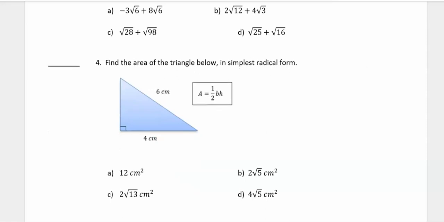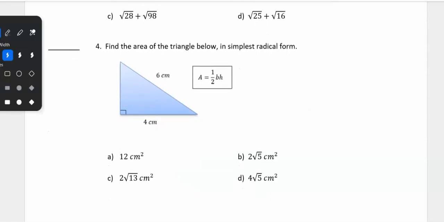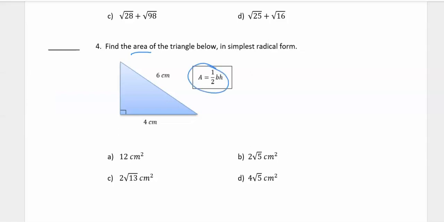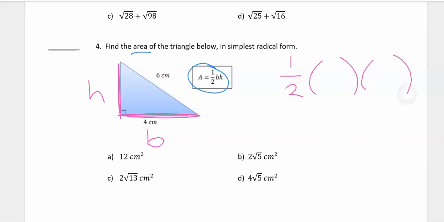Number 4, this one was extra credit. Let me show you how to do this so you can earn your extra credit on the retake. The question says find the area. Here's the formula: one half base times height. Now, this is the base, you guys. This is the height. I need those two things so I can calculate my area.